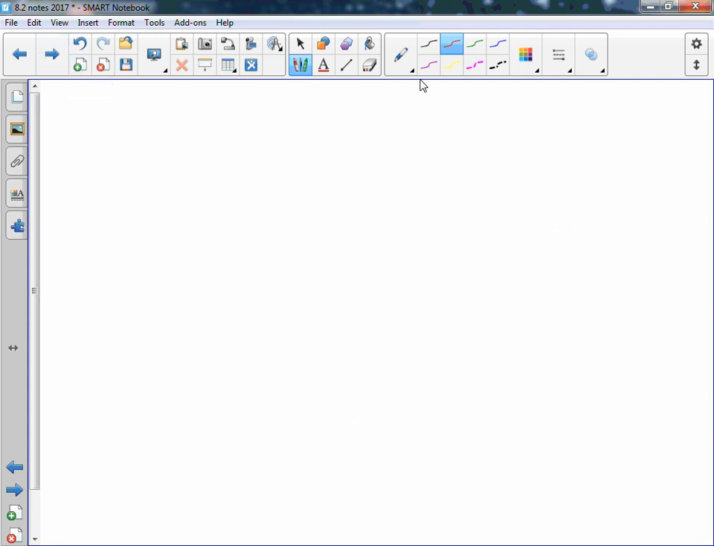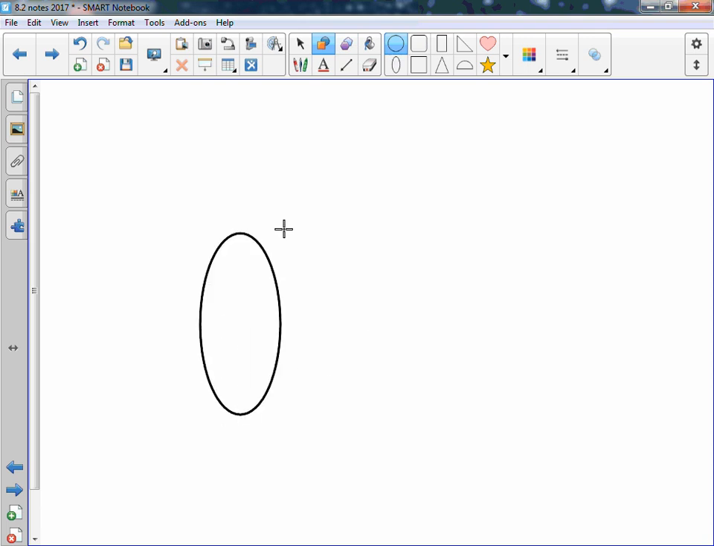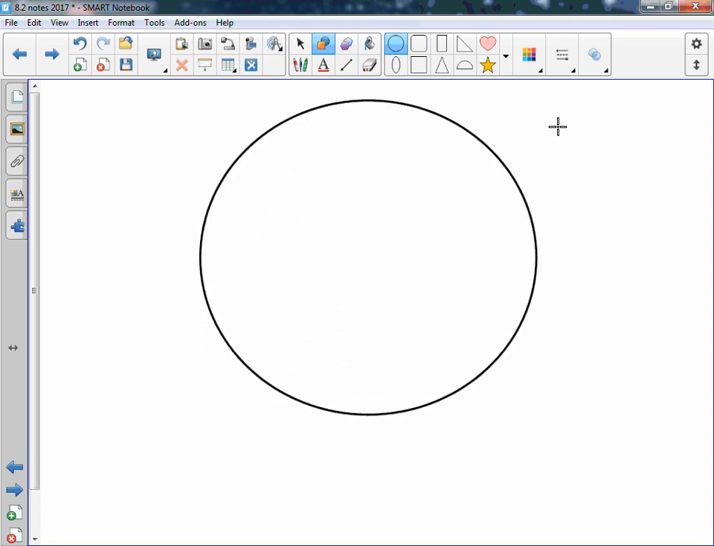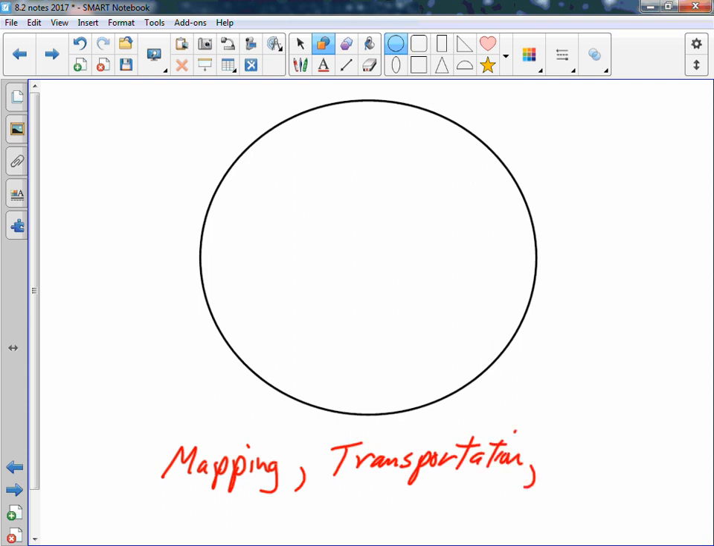Sadly, in our messy little world, there's another system that's very, very prominent. And we're going to talk about that today. The system of mapping, I'll say transportation. Let's just say that. Engineering. Of course, they use a different system.